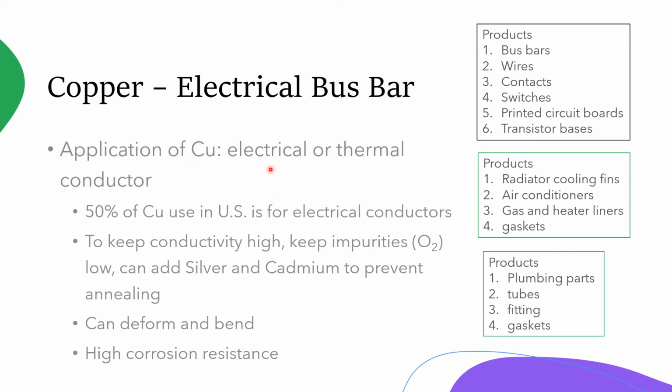Okay, application of copper, you have your electrical or thermal conductor. I already told you we use 50% in the US for the electrical conductors, so this is why I'm reiterating here. In order for us to keep this high conductivity, we're going to get rid of the oxygen. You can also add silver and cadmium to prevent annealing. Annealing is, remember, the heat treatment, so we don't want that.